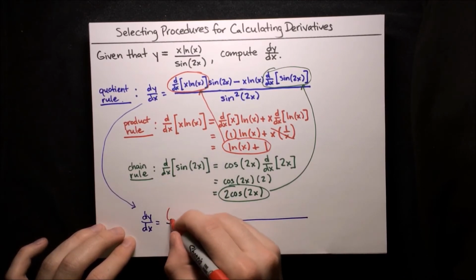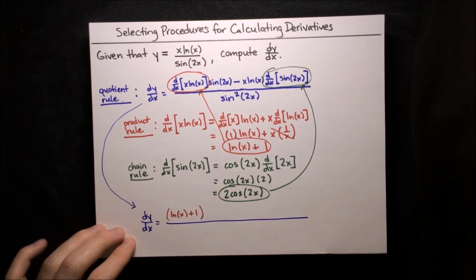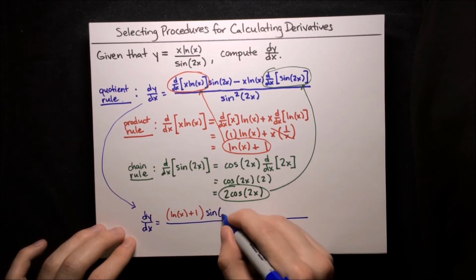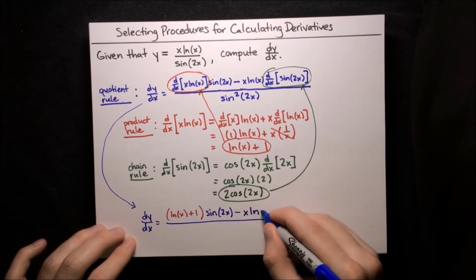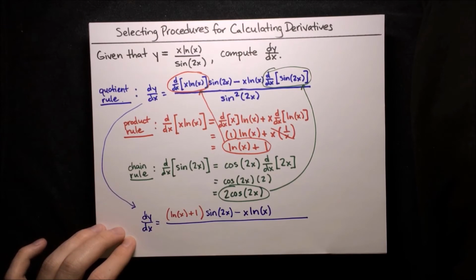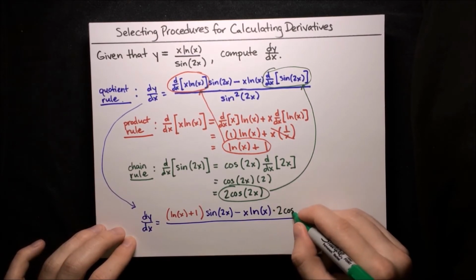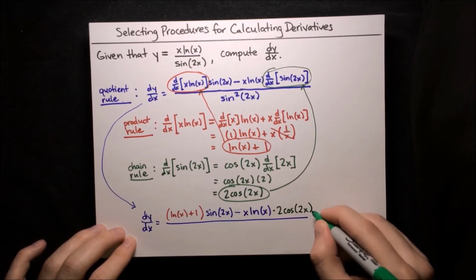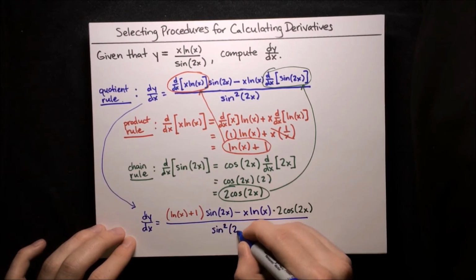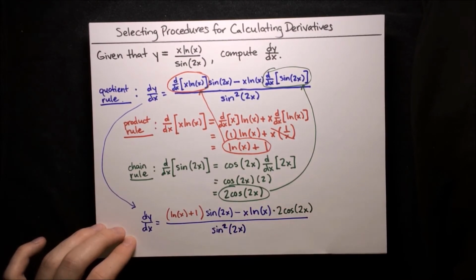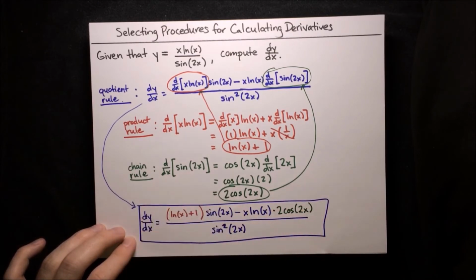First of all, we've got our natural log of x plus 1, that times sine of 2x, and then minus x times natural log of x times the derivative of sine of 2x, which we found was 2 cosine of 2x. And that's all over sine squared of 2x. So there we go. There is our derivative. That is dy dx.